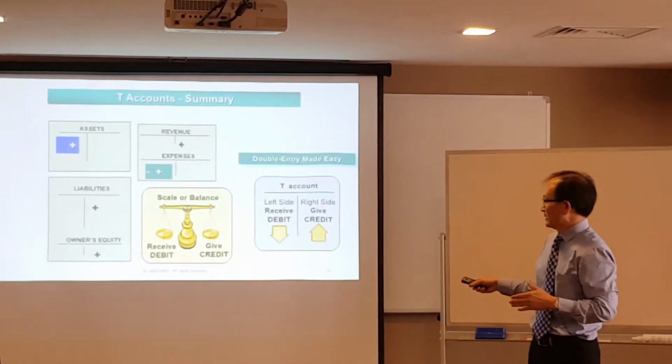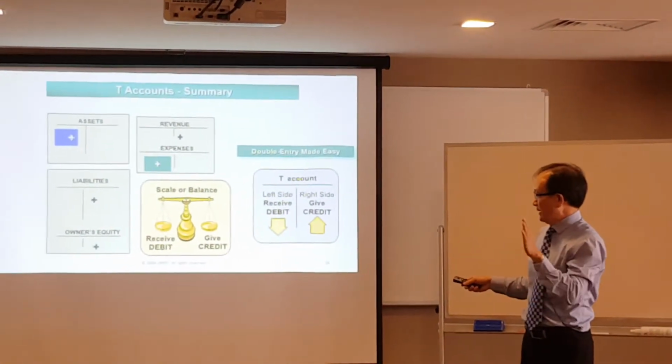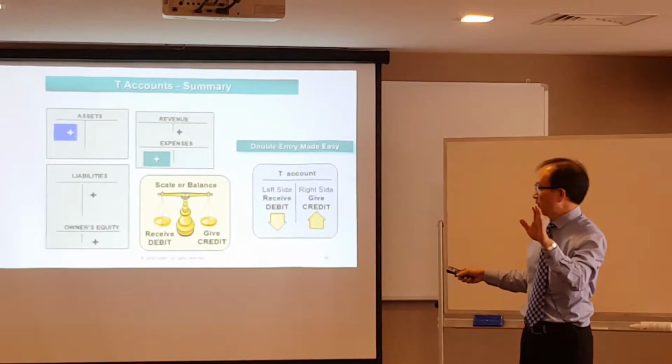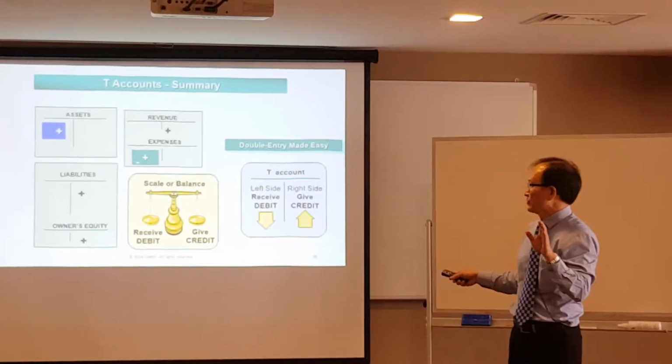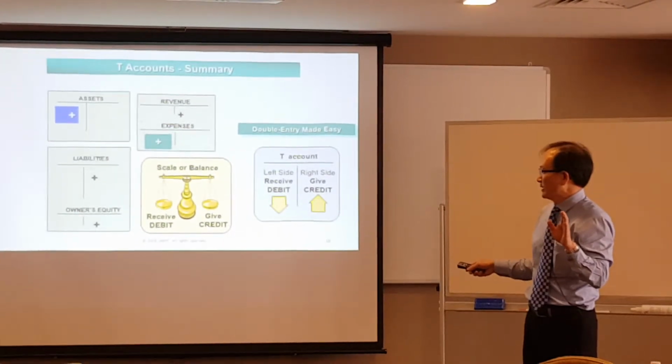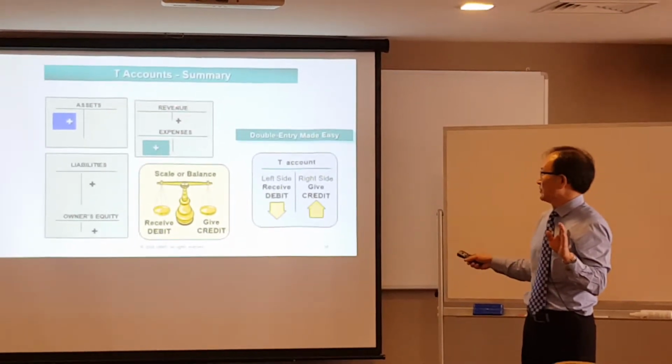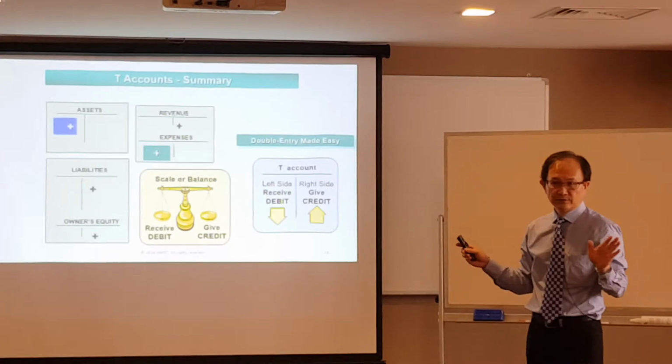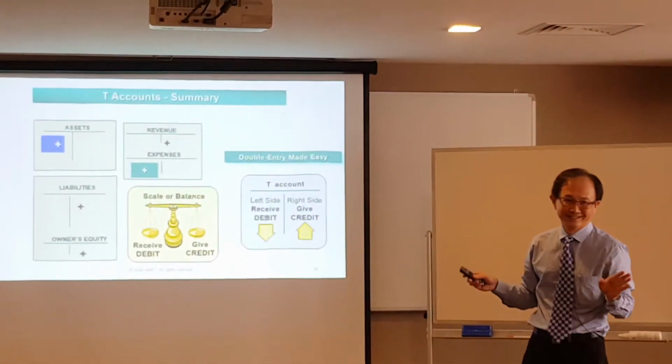Typically you will see assets are by nature debit side, expenses are also debit. We cover liability as a credit, equity is credit, and revenue is credit. Okay? Just know that, it's enough of this.